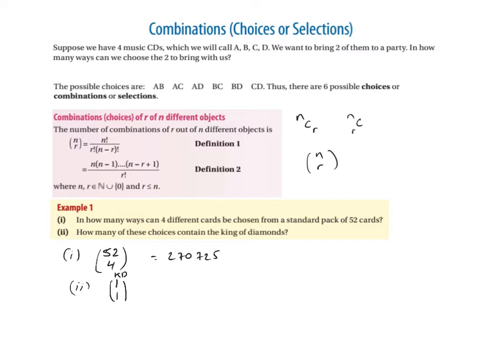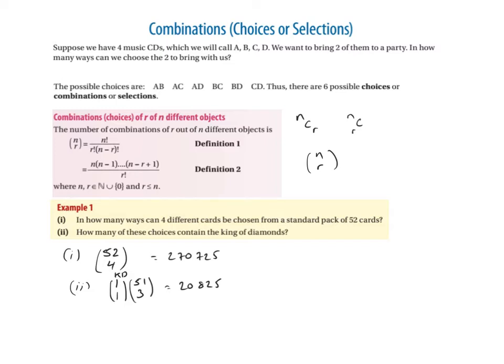So from that one king of diamonds, I need to choose that king of diamonds. Well, if there's one king of diamonds that we have to have, that means that there's 51 cards left in that deck because the king of diamonds is now already gone. And what we now need is another 3 of them because we need 4 cards altogether. So we need to choose another 3 cards from the 51 that remain in the pack. We just stick it into our calculator, guys, and if we do that, we get 20,825 different ways of having 4 cards that must include the king of diamonds.